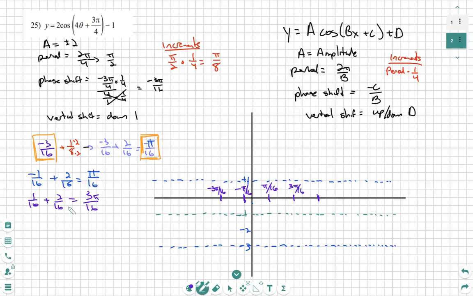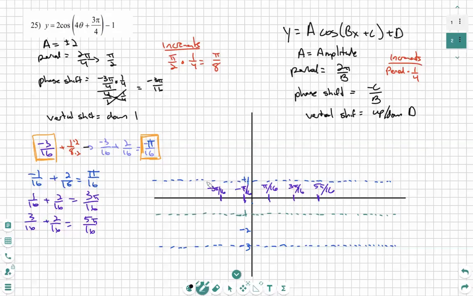Now, just so you know and you're not confused, there are pi's here. We're just ignoring them for now when we add them up. This is a lot simpler to think about. Next, we're going to take our 3 over 16 and add our 2 over 16. And here we go, 5 pi over 16. And there we go. Now we've gotten all 5 of those results.